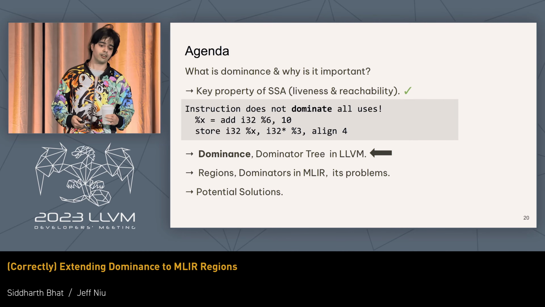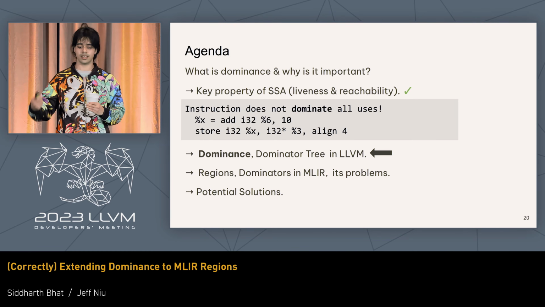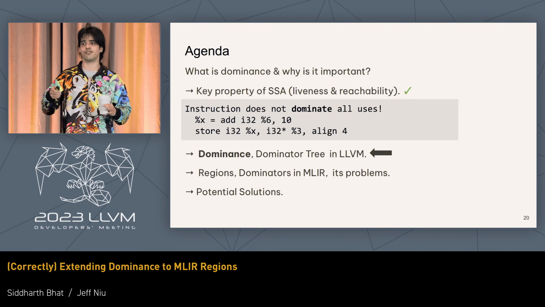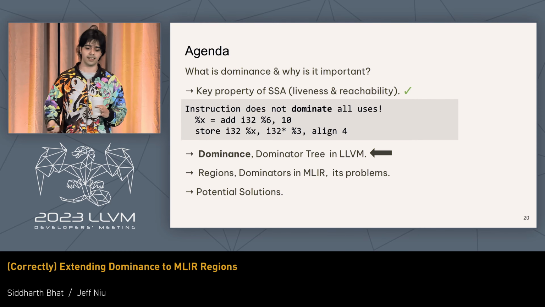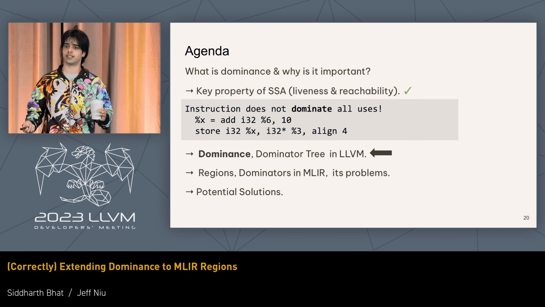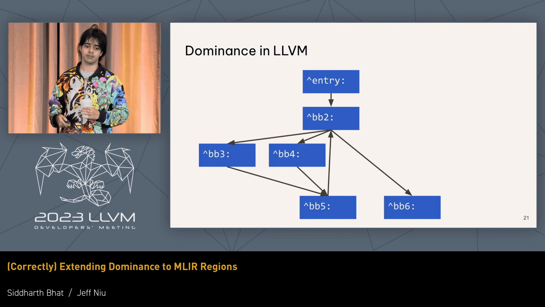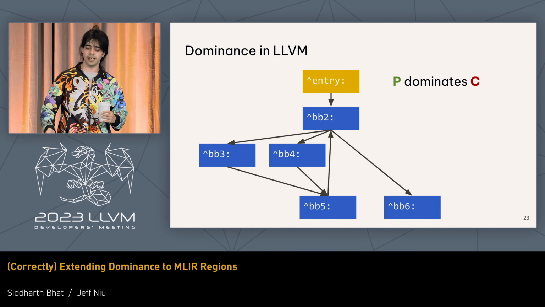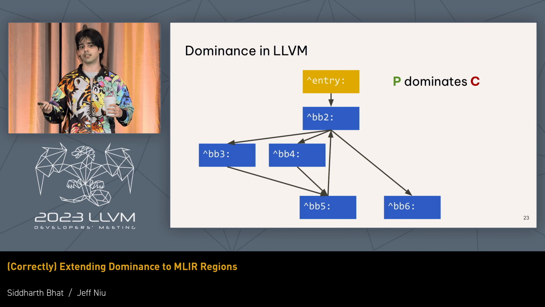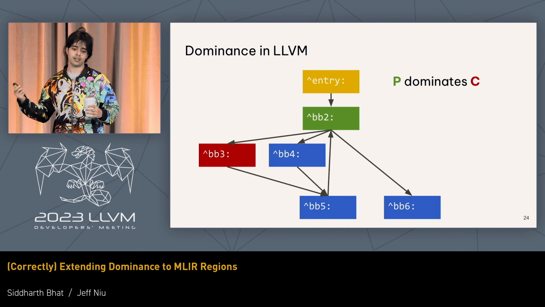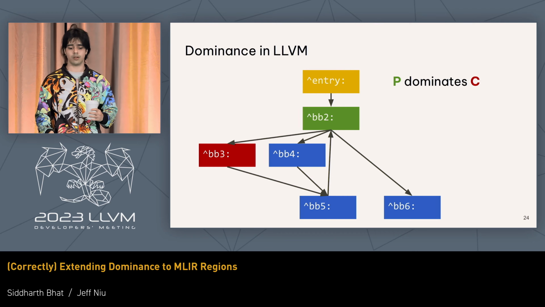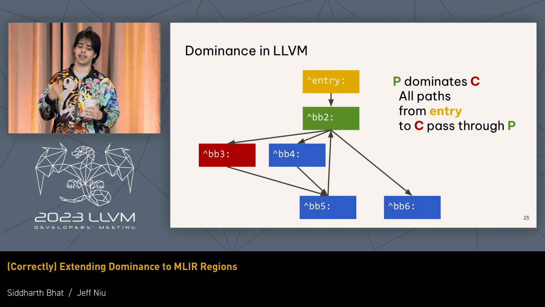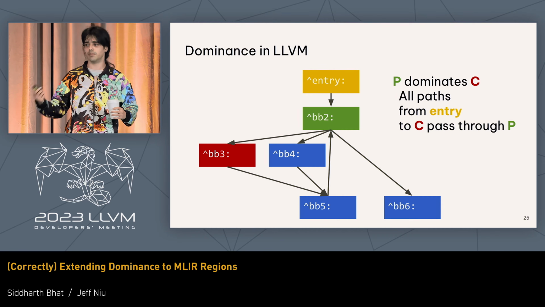So, okay, now we've gotten a feeling for what dominance is and how it's used in LLVM. I'm now going to give a more formal definition, so that when we get into discussions about MLIR, we'll have a clear understanding of what we're doing. So we say that a basic block P dominates a basic block C, where P stands for parent and C stands for child, so let's just choose 2 basic blocks, like 2 as the parent and 3 as the child, if and only if every path from the entry to the child passes through the parent.